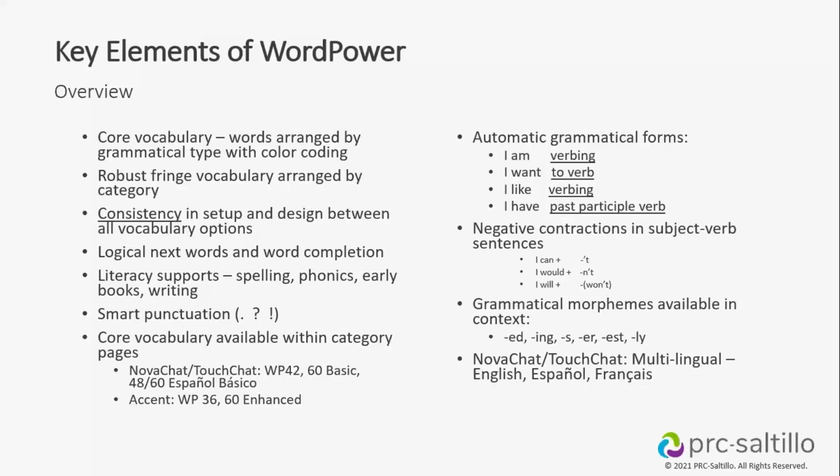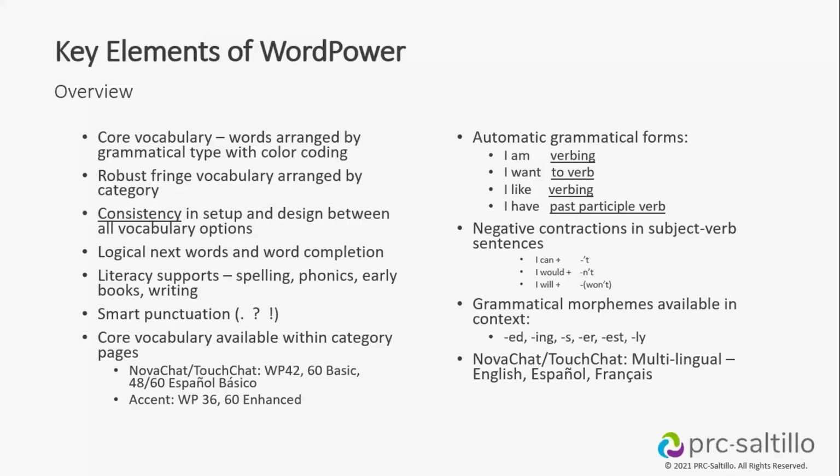So there's automatic grammatical forms. You'll notice that when you have the present progressive form of the verbs will appear automatically, like he is going. The infinitive form appears automatically after I want, like I want to go. After I like, the verbing comes up. So I like swimming, I like seeing, I like going. And the past participle verb form. So I have gone, I have eaten, I have been.